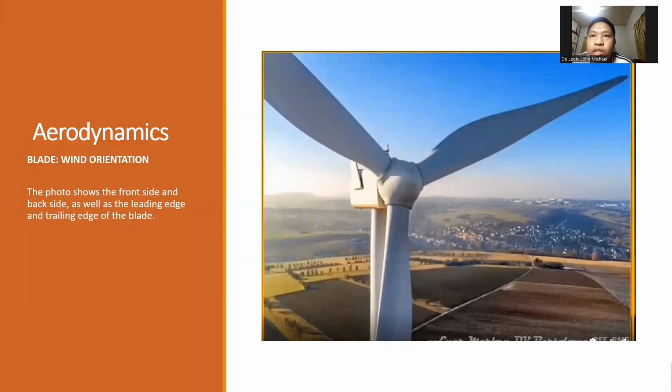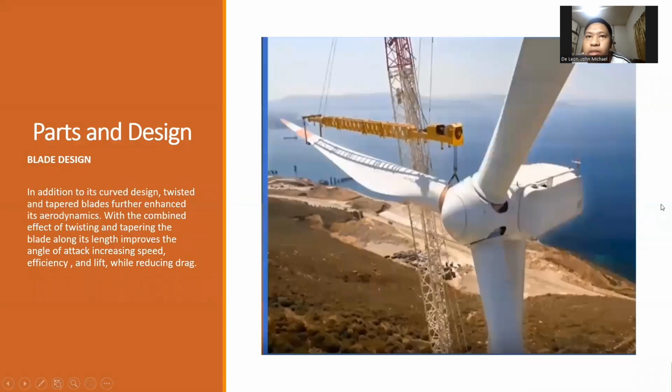Aerodynamics. This photo shows the front side and the back side as well as the leading edge and trailing edge of the blade. Makikita naman sa blade ay may mga naka-curve pa. Next. Parts and design. Blade design. In addition to its curved design, twisted and tapered blades further enhance its aerodynamics.